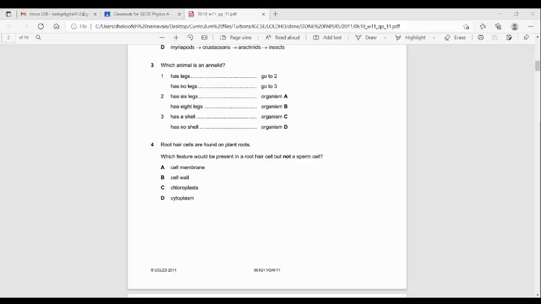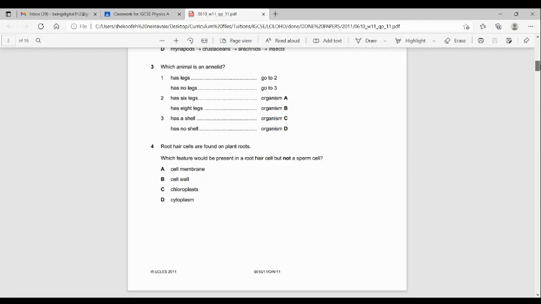Now on this question paper, we want to look into it one more time. We found out that it doesn't have any legs, so we continue by reading instruction 3. I skip 2 and go directly to 3. The third one says has a shell. If it has a shell, it is organism C, for example. And if it has no shell, you should call it organism D. Did you see any shell? No, it's a soft body. It doesn't have any shell. So the answer is that it has no shell, so the answer should be organism D.